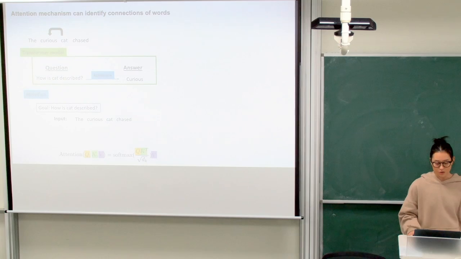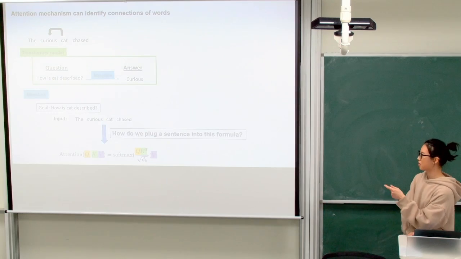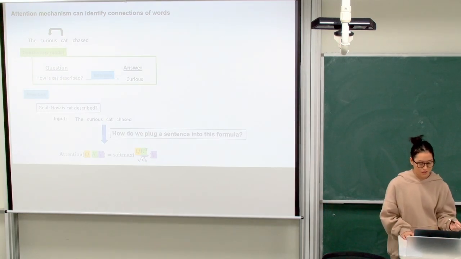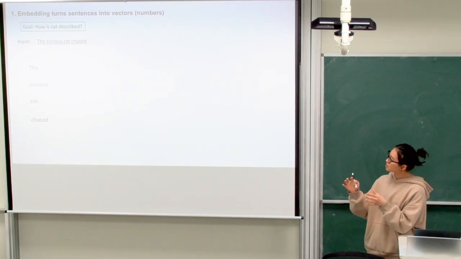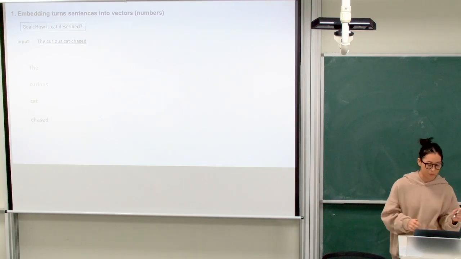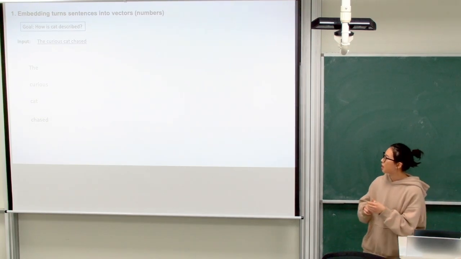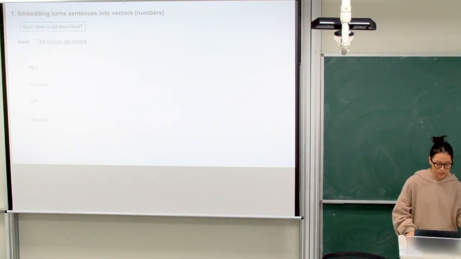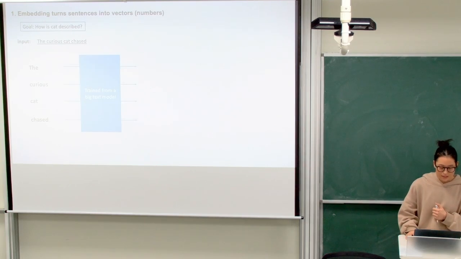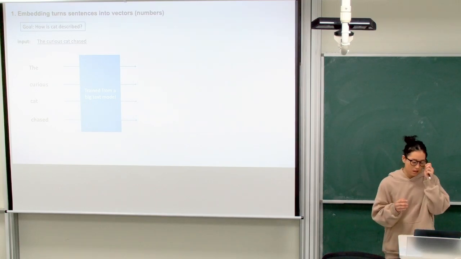So the first question we can ask is, how do we plug a sentence, a word, into a math formula? So our first step of attention is embedding. What embedding does is it turns sentences into vectors, numbers. So what we can do is we will list out all the inputs, so the, curious, cat, chased, and then it'll train from a big text model that you can find easily.